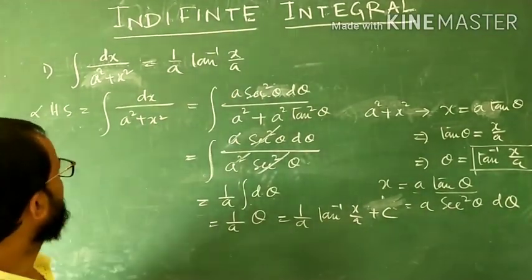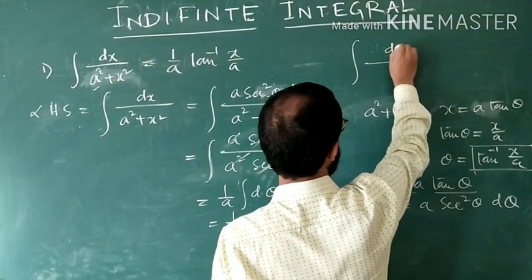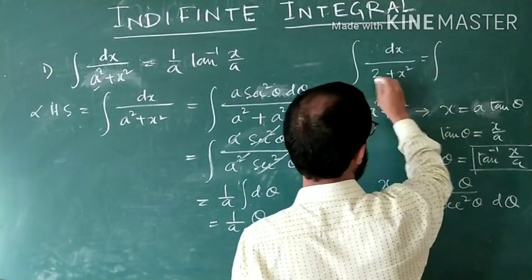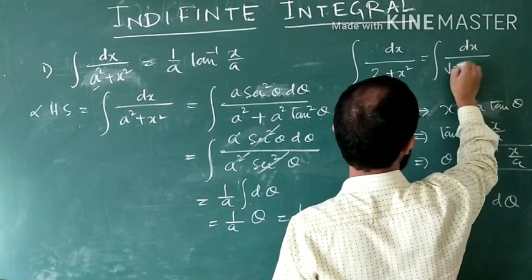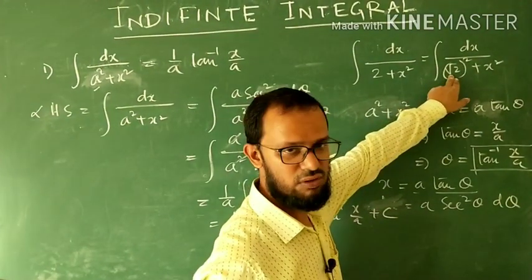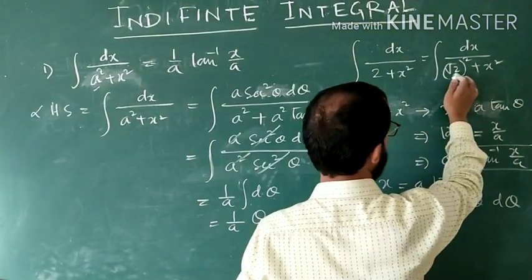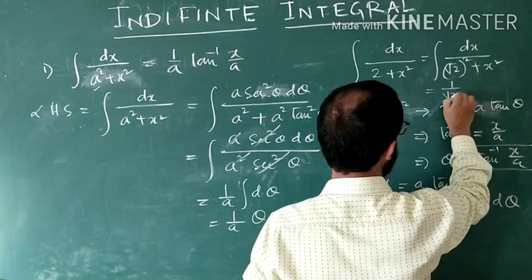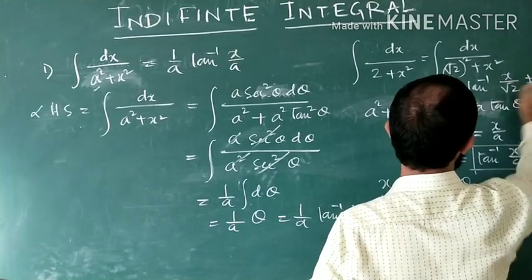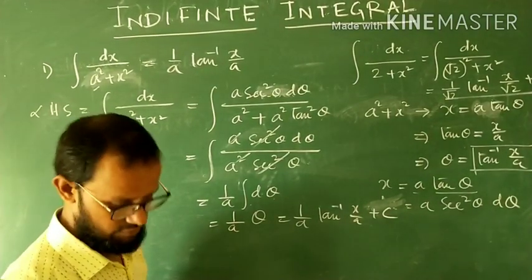Understood? So how to apply this? Suppose I consider an integral, integration dx by 2 plus x square. How to use it? You have to make 2 a square: integration dx by (root 2) whole square plus x square. Here, if you compare this with your standard integral, then a is equal to root 2. So in the formula, it is 1 by root 2 tan inverse x by root 2 plus c. So this is the final answer. In this way you can apply the integration in such types of formulas.